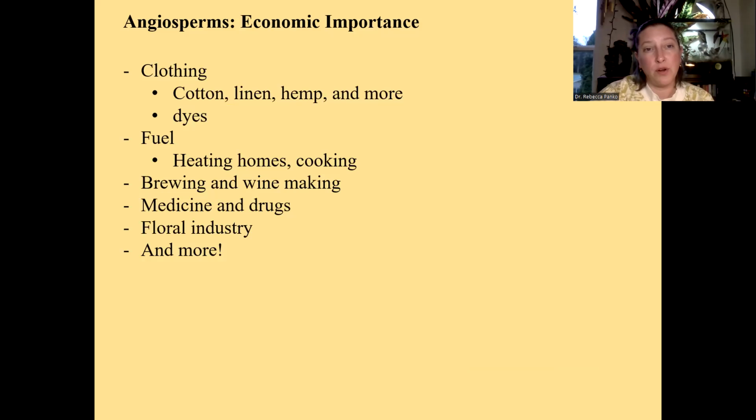Other ways they're economically important are to be used for clothing. So cotton, linen, hemp are all from angiosperms. A lot of the dyes that we use are from angiosperms, and particularly flowers make a lot of pigments that we can use for dyes. Fuel, so we heat our homes and cook using the wood from angiosperms. We make drinks out of them. We make medicine and drugs out of them. We give flowers to people that we like, right? By buying them at the grocery store or wherever, and a lot more other things, but they're very economically important to humans, the flowers.